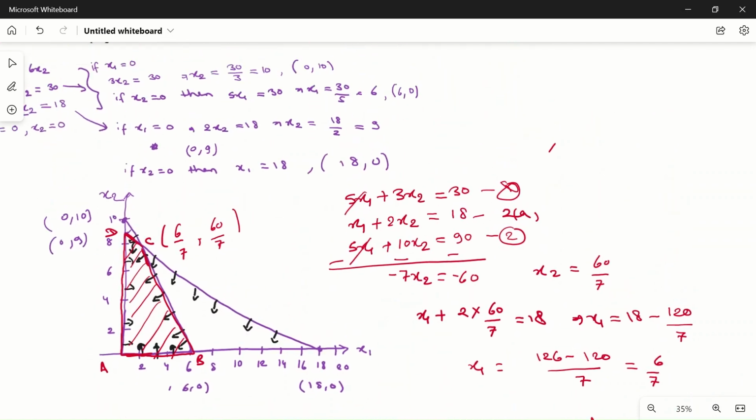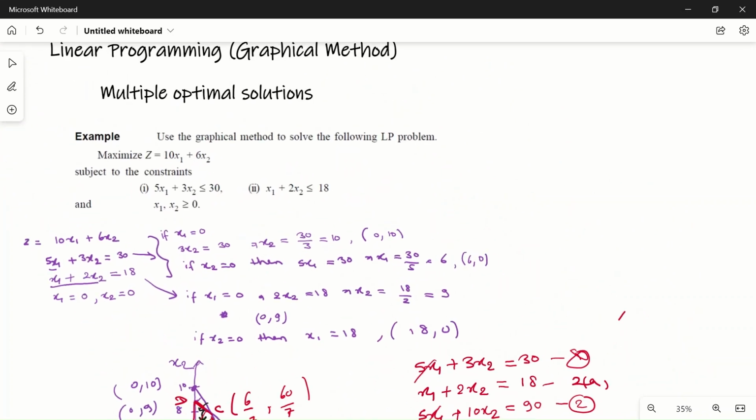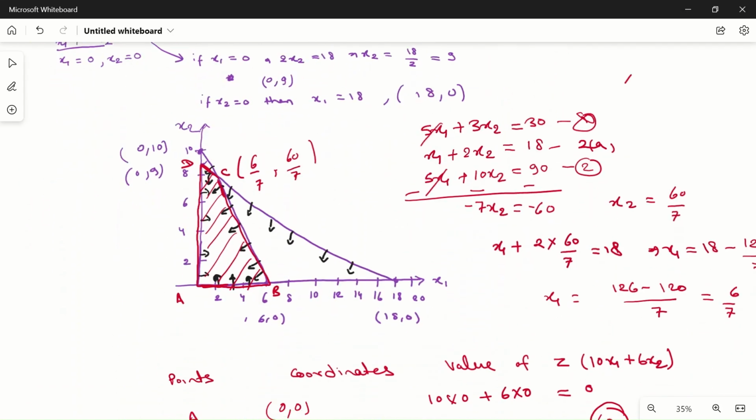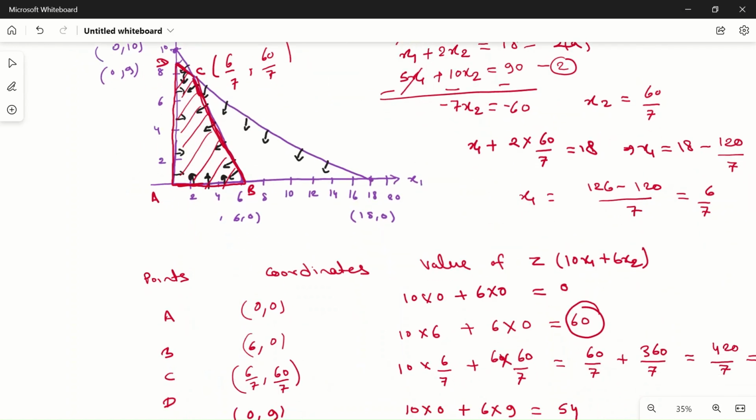So we have more than one solution. Actually, if you look at the problem, Z is equal to 10x1 plus 6x2, and the first constraint is 5x1 plus 3x2. These two have the same slope, which is 6 by 10, equal to 3 by 5, and here also 3 by 5. So you can say that these two lines are parallel. So all the solutions along the line between B and C will have a value of 60 only. So we have many solutions.